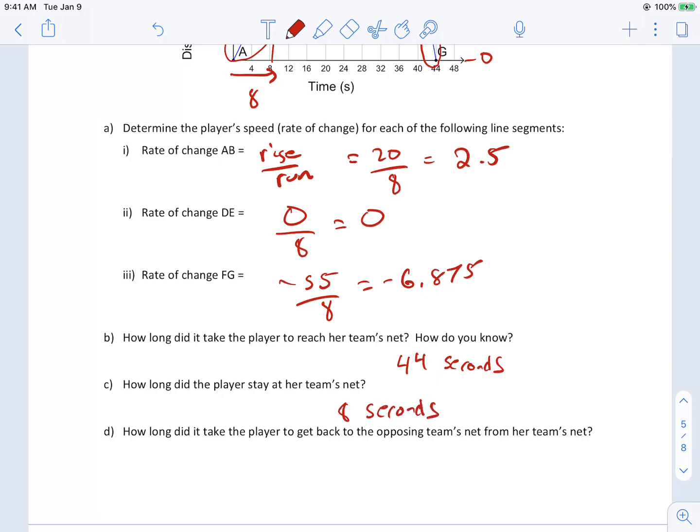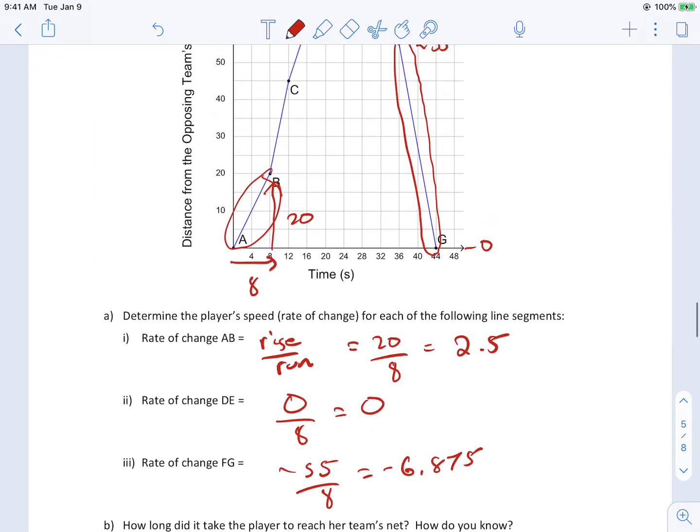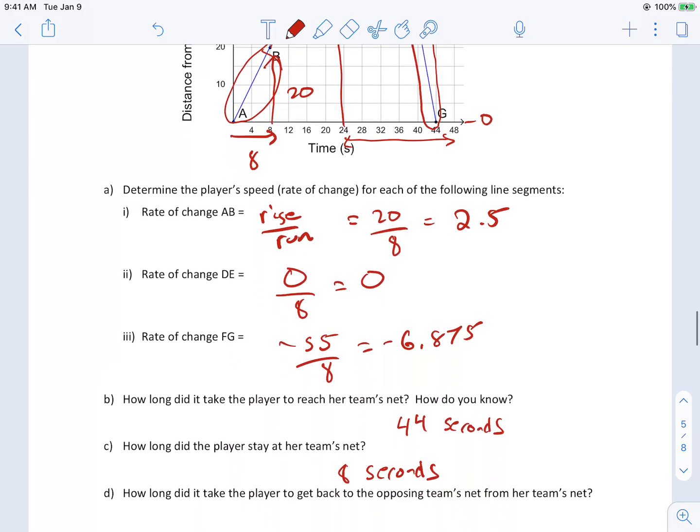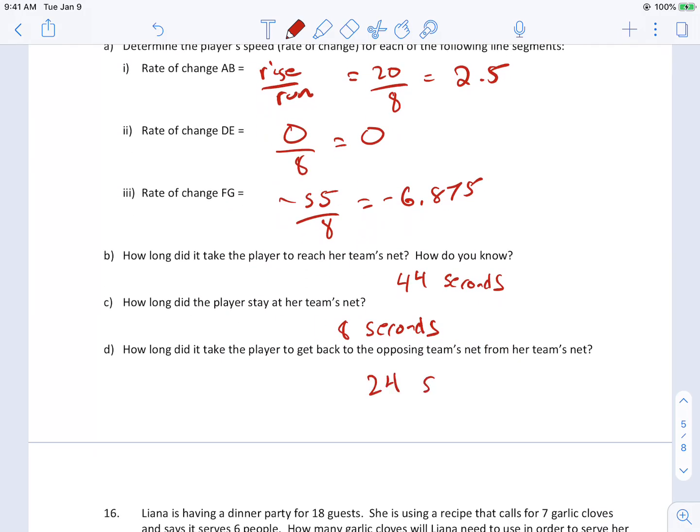And how long did it take the player to get back to the opposing team's net from her team's net? This is this gigantic drop here. So if this is where we're looking at starting, all the way down at 24 to 48, that's a time span of 24 seconds.